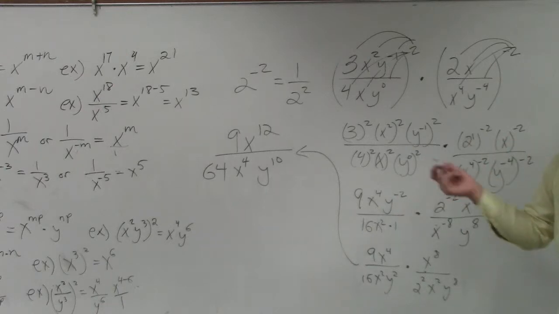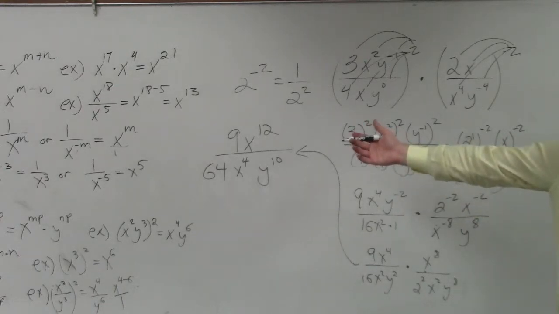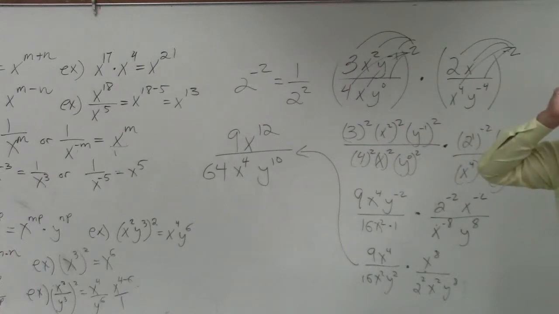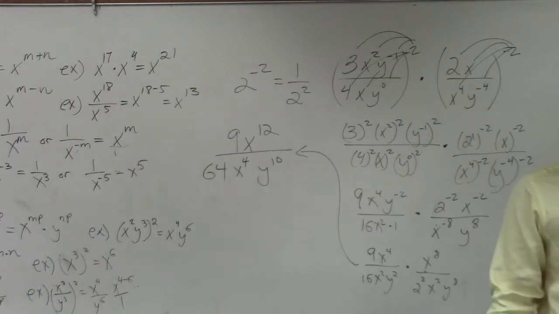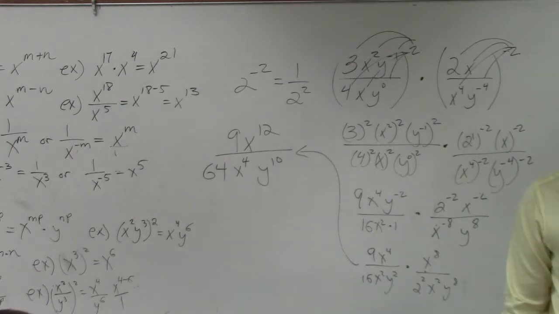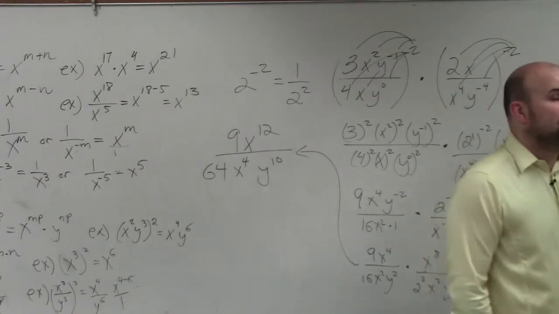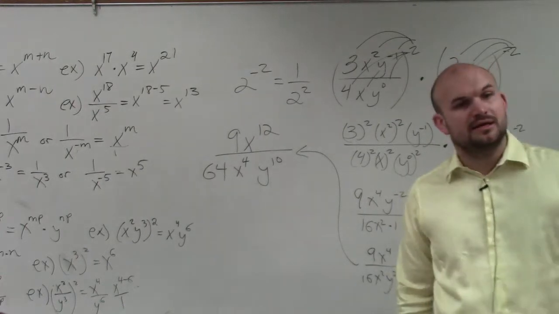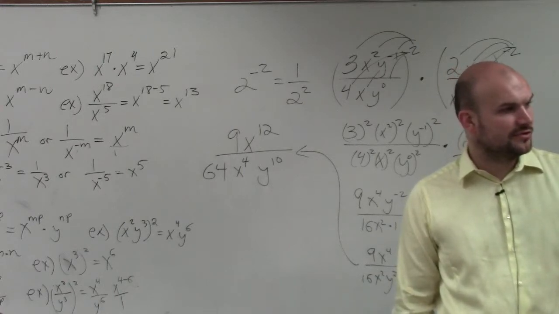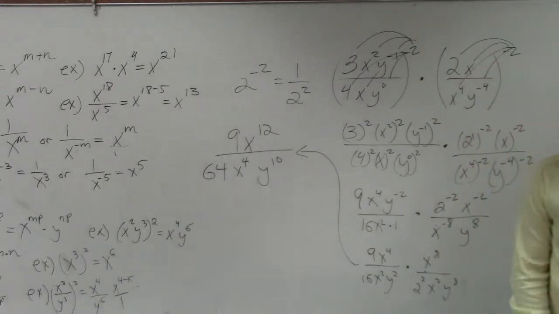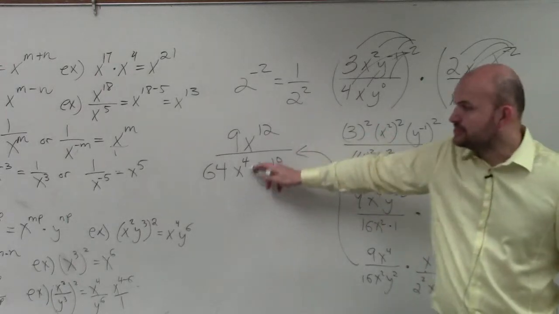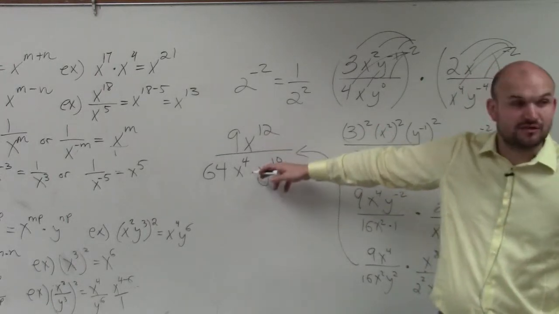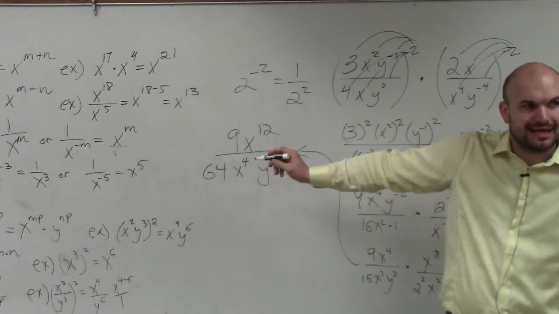All right, so now we got to see if we simplify. Can we simplify? Can we reduce 9 over 64? Yeah, you can. The only factors of 9 are 9, 1, and 3. And 9 does not go into 64 because 9 times 7 is 63. And 3 does not go into 64 because 3 times 21 is 63. Right? So we can't simplify there. So the only thing we can do is to use the quotient rule for x to the 12th over x to the 4th, which is x to the 8th.